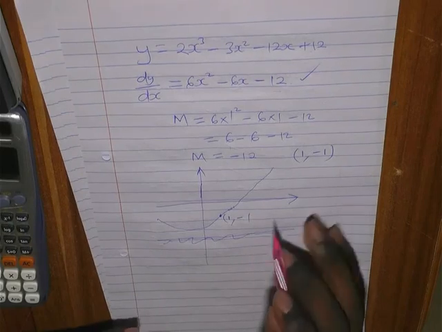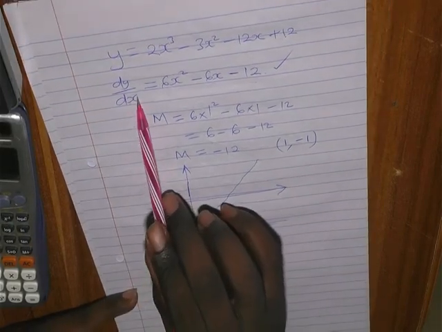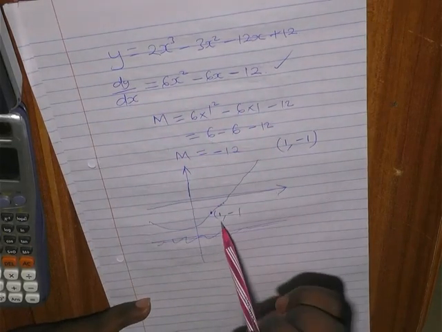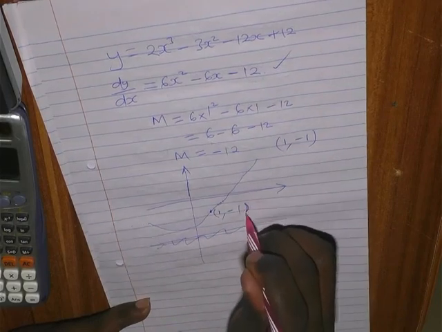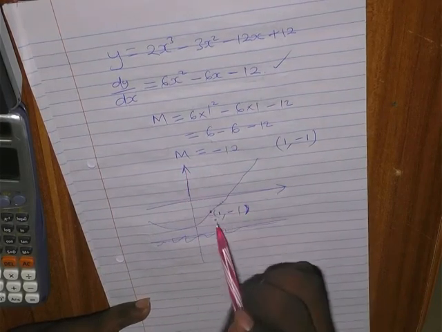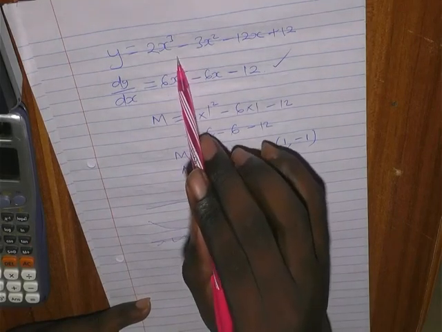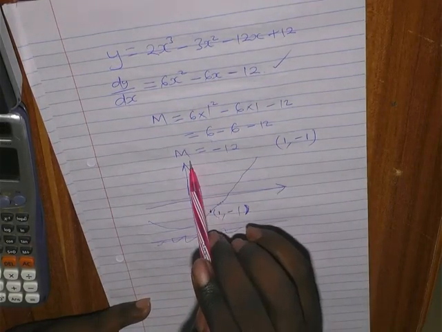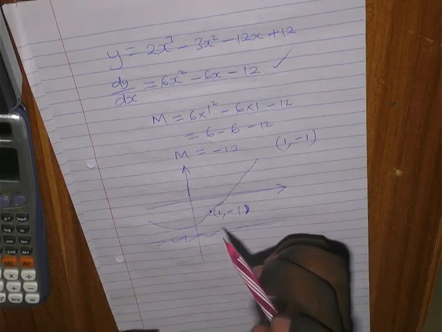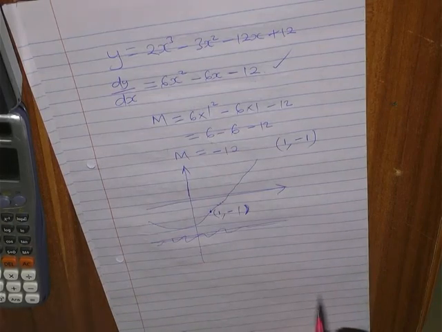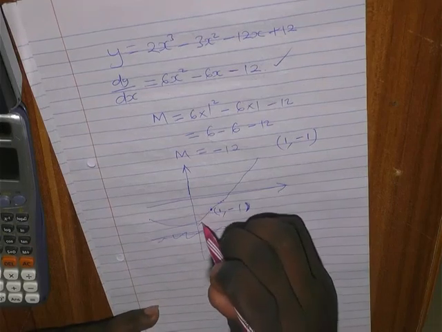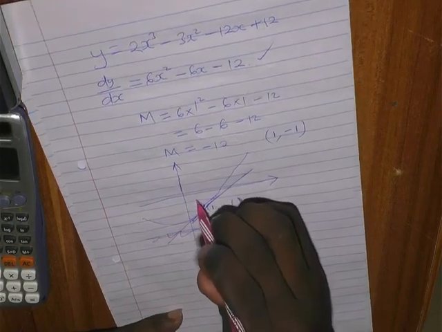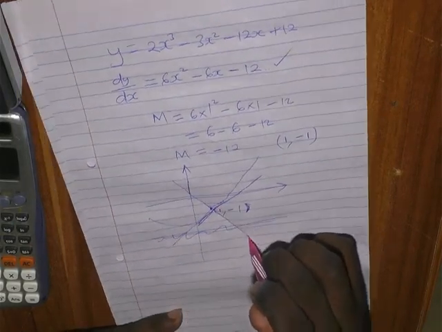So first thing you're going to do is get the gradient function. Once you get the gradient function, you feed in the value of x, and you get the gradient at that point. So you start off with the equation, differentiate it to get the gradient function, feed in the value of x to get the gradient. Now we're being told to find the equation of the normal. If this is the tangent, then this is the normal. The normal cuts at 90 degrees.